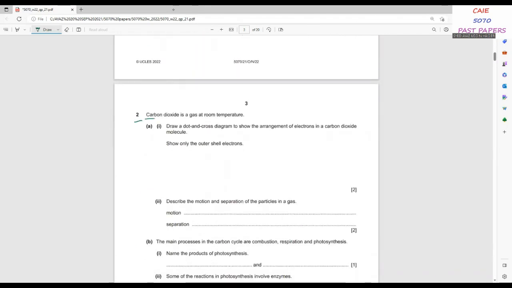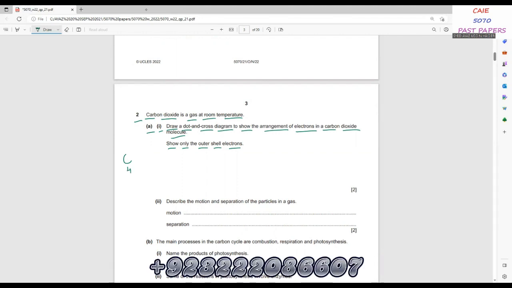Question number 2, carbon dioxide is a gas at room temperature. A1, draw a dot and cross diagram to show the arrangement of electrons in a carbon dioxide molecule. Show only the outer shell electrons. First of all, you should know the formula of carbon dioxide. Carbon belongs to group 4. So the valency of carbon will be ±4. And oxygen belongs to group 6. The valency of oxygen will be -2.